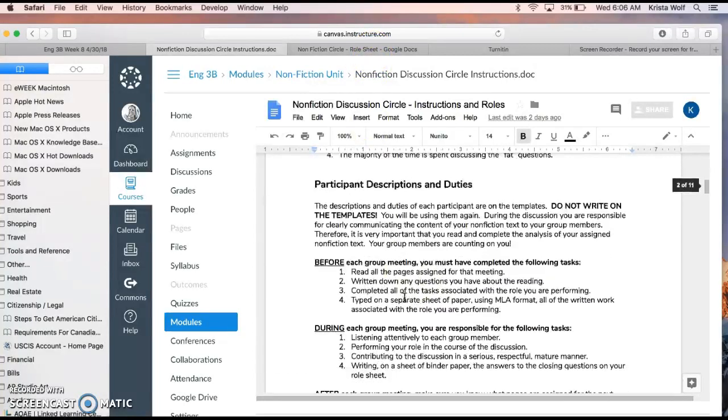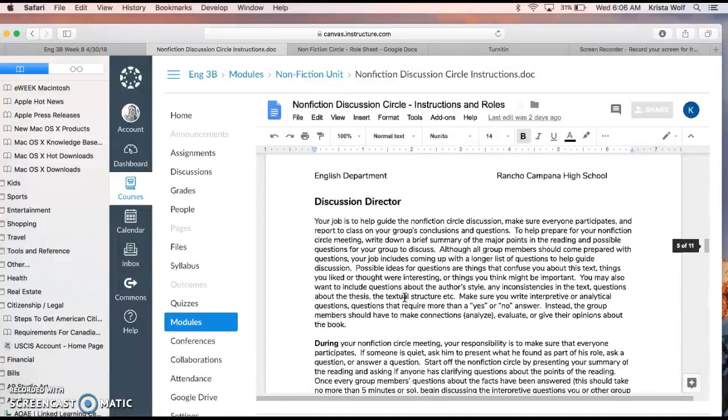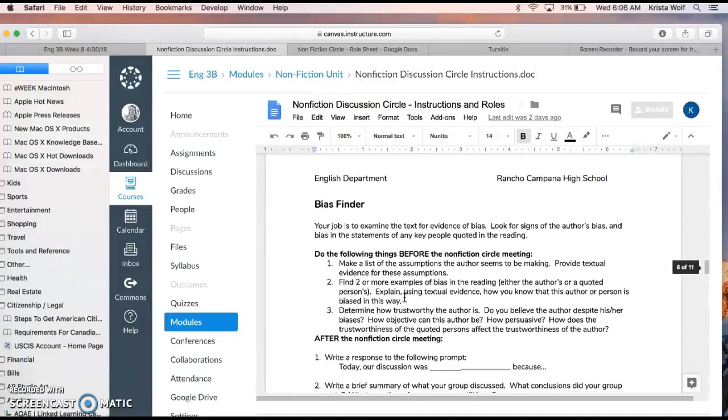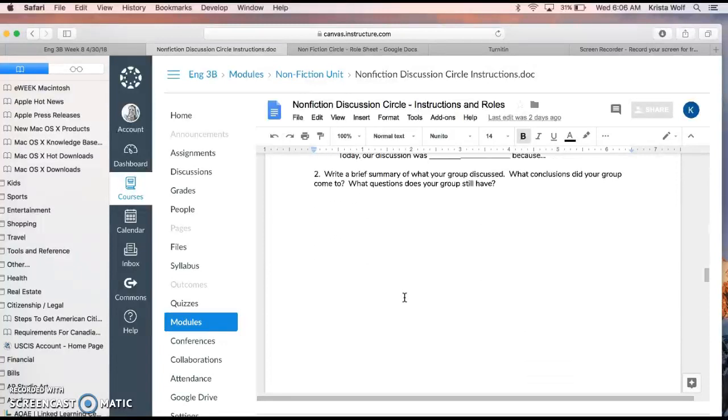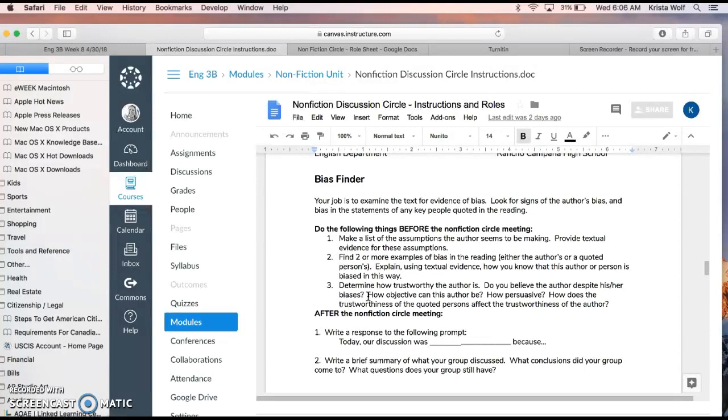So let's look at the bias detector just as an example. Again, I'm going to go to page 6, I think is where we are. If you were the bias detector, bias finder, sorry, you were supposed to be looking for examples of bias, looking for signs of bias in the author and in the statements of any key people quoted in the reading.